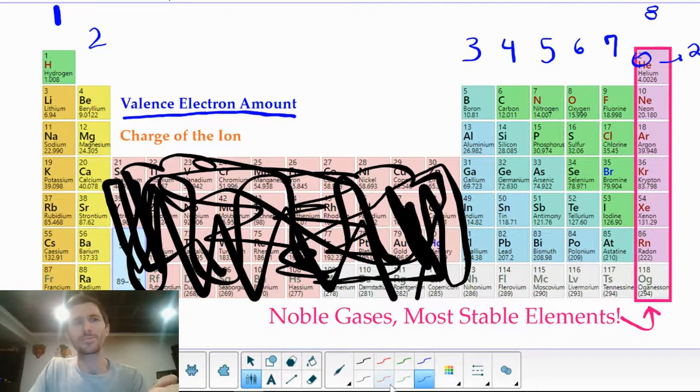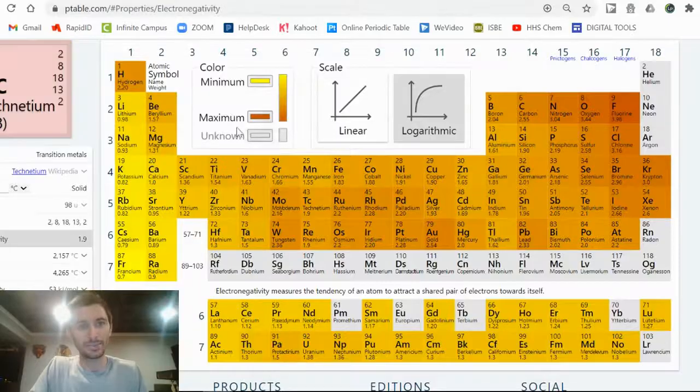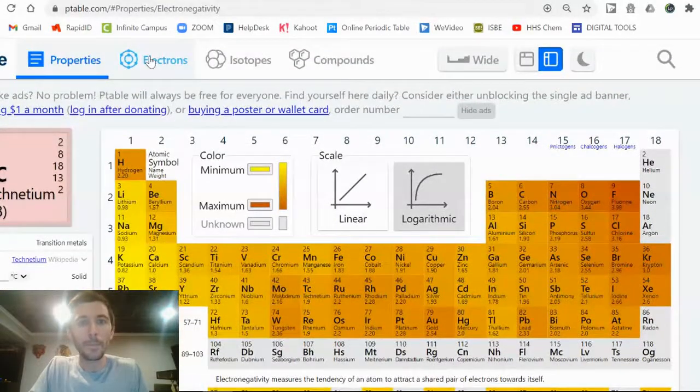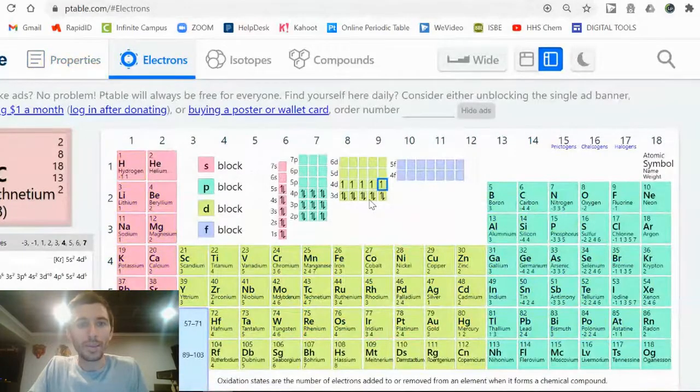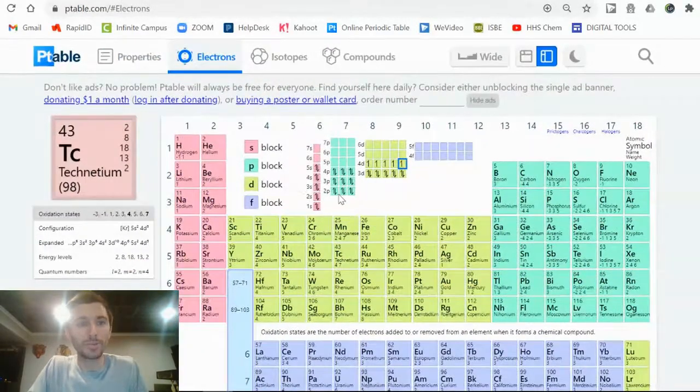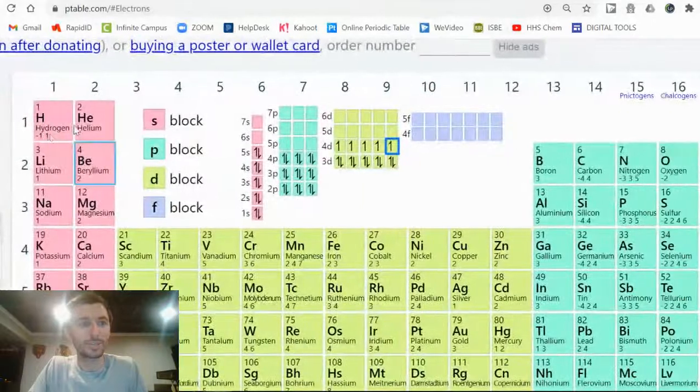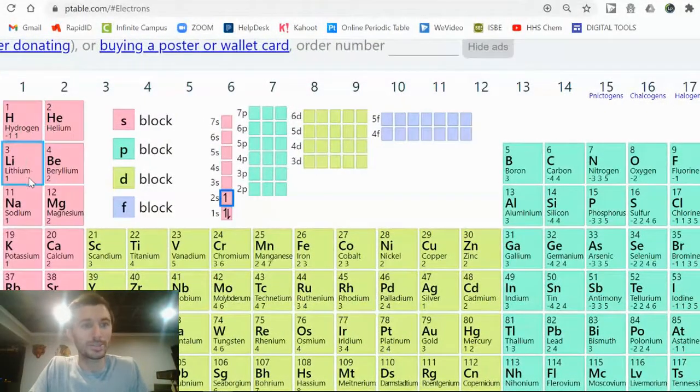You're asking yourself, how did this happen? How do we know that these atoms have this many valence electrons? Again, the ones on the outermost energy level. I want to take a look at our P table site. Let's go to the electrons tab. Let's just pick an element from group 1. So hydrogen, lithium, sodium, potassium.